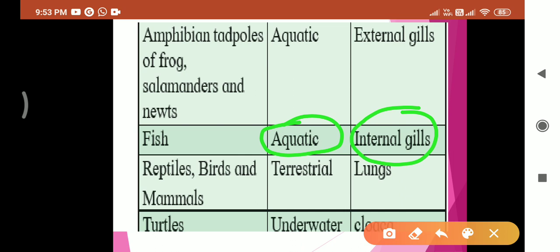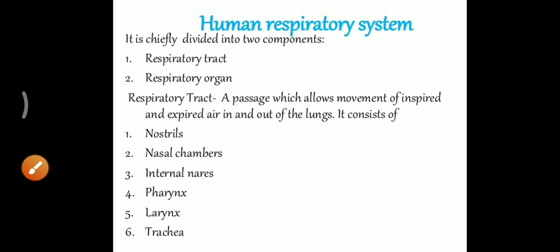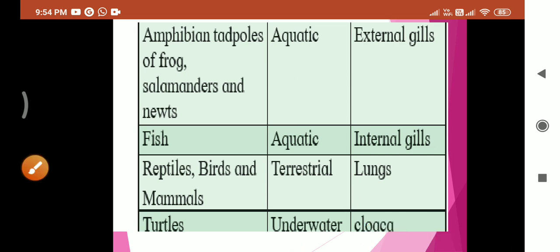Okay, when we talk about reptiles, birds and mammals, this is the higher class, because we are mammals. Human beings are mammals, right? So mammals are terrestrial animals with a highly developed organ and proper passage, that is the lungs are developed. And next, when we talk about turtles, since they are underwater, they have the respiratory organ as a cloaca.